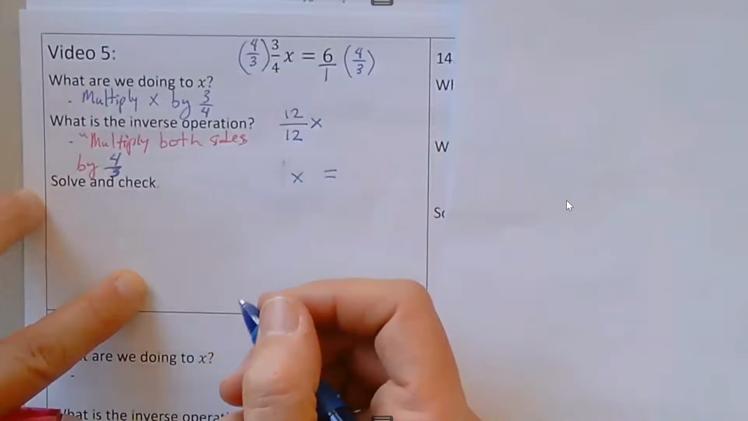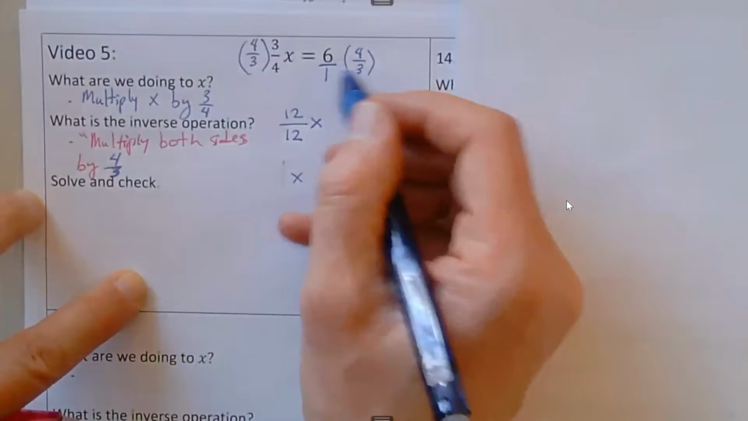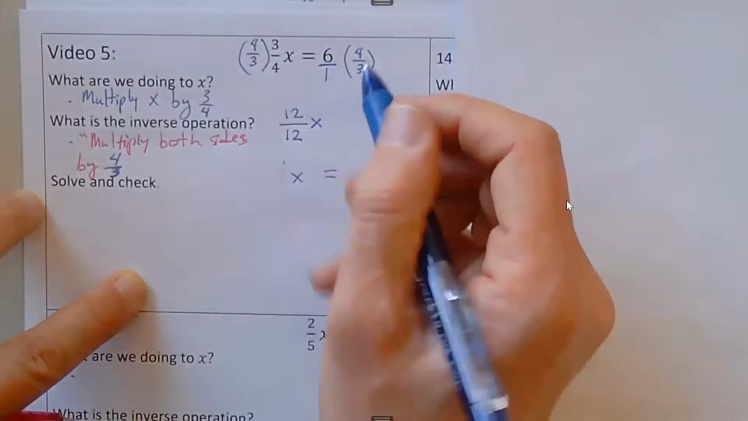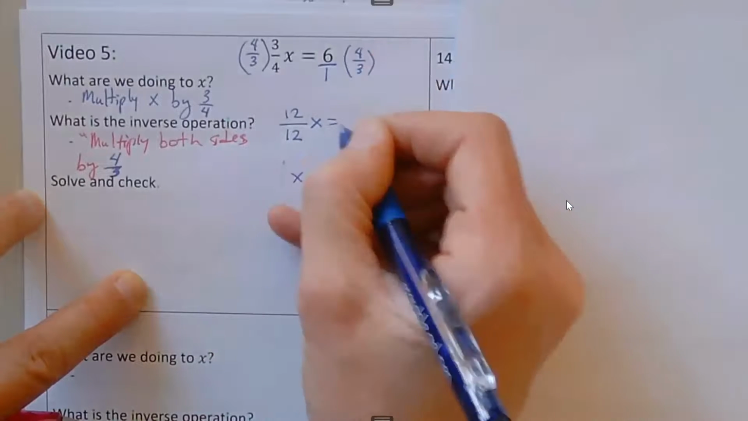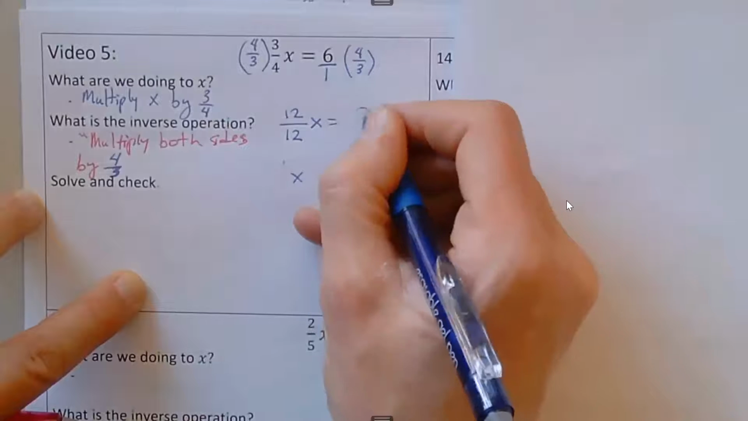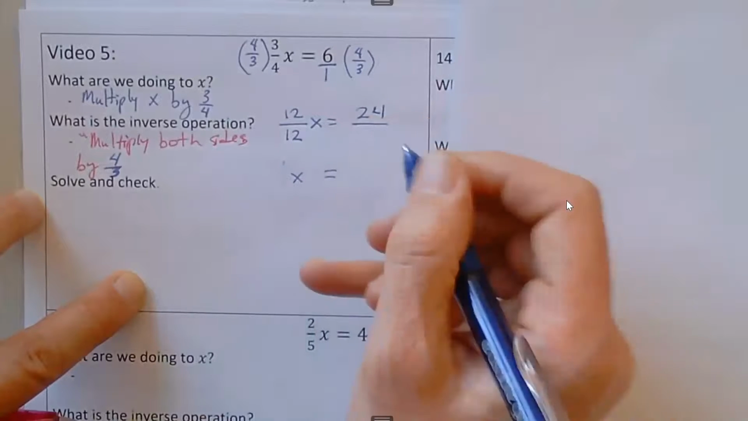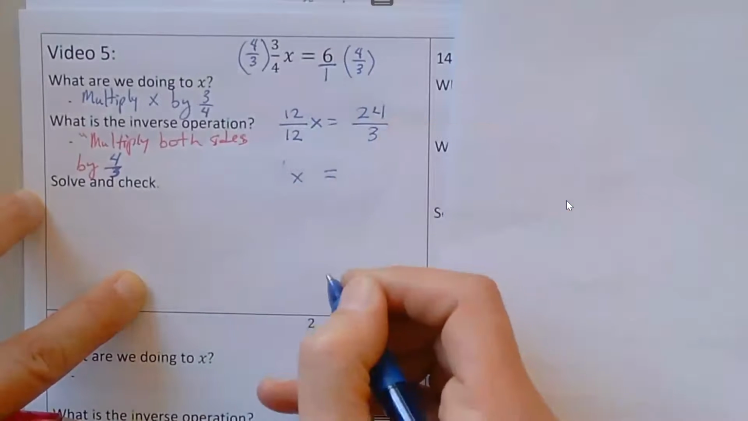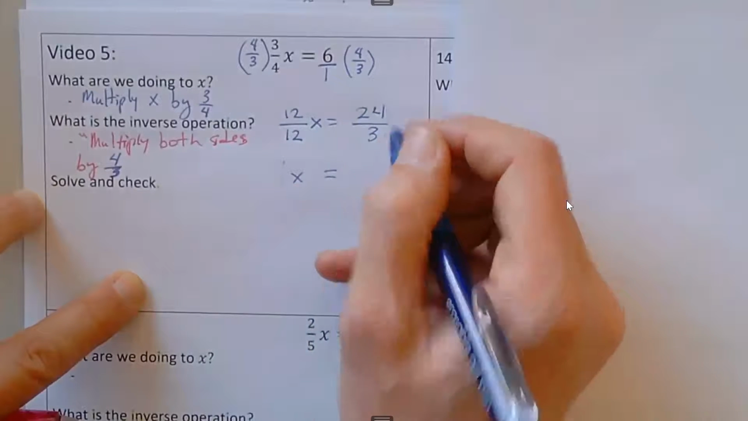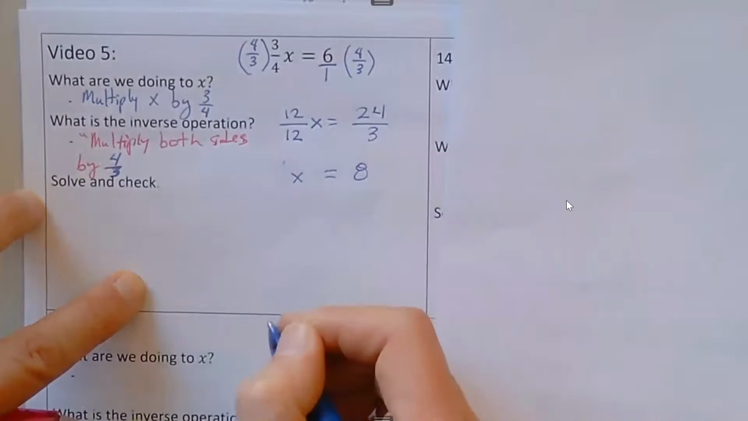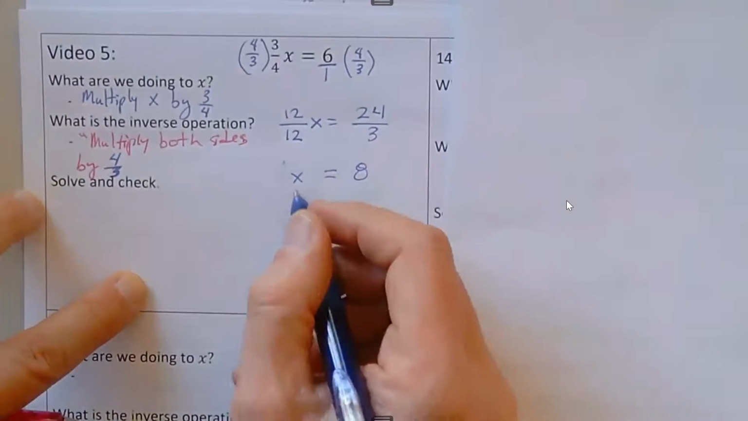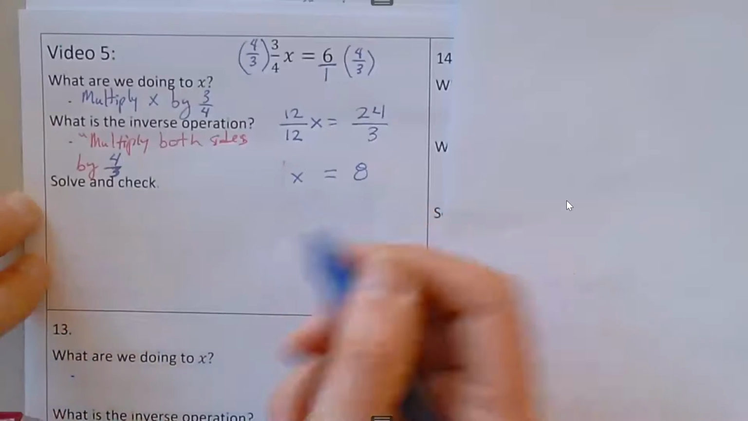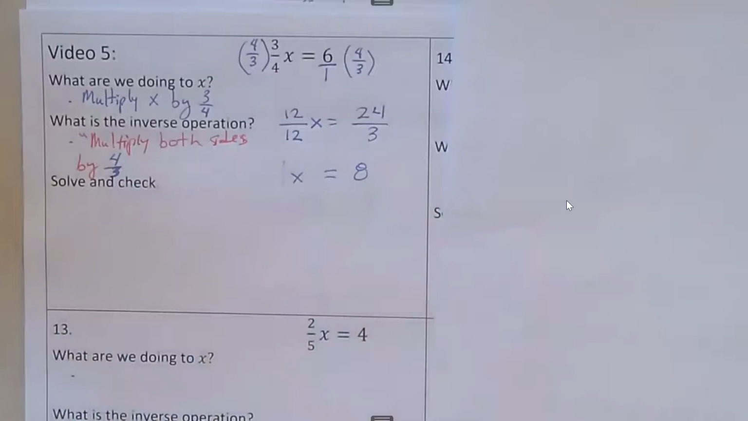What does that equal? We need to multiply fractions on the other side. So we have 6 times 4 in the numerator is 24. 1 times 3 in the denominator is 3. 24/3 is 8. So it looks like x equals 8 is the answer. We need to check it.